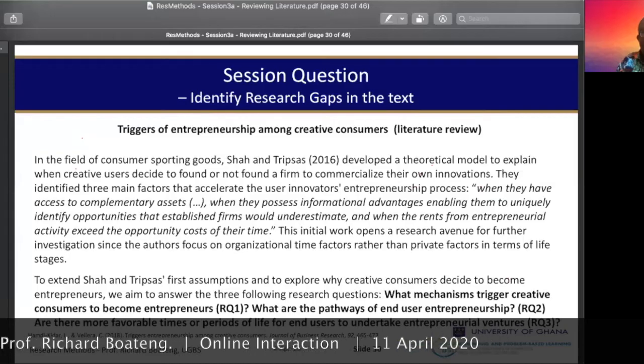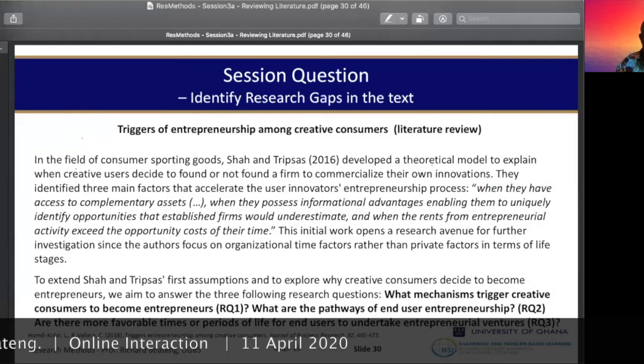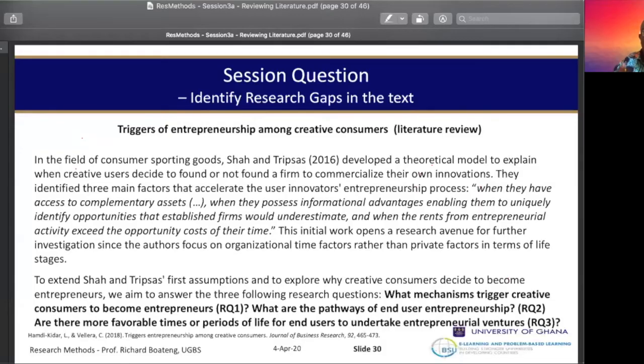Now, I said this initial work, that means that Shah and Tripsas's work was the initial work looking at what influences users to become entrepreneurs. So he said this initial work opens a research avenue for further investigation, a gap. He said the work is initial, meaning that after the work was proposed in 2016, there hasn't been much research carried out taking Shah and Tripsas's model and testing it. That is why he said this initial work opens a research avenue for further investigation.